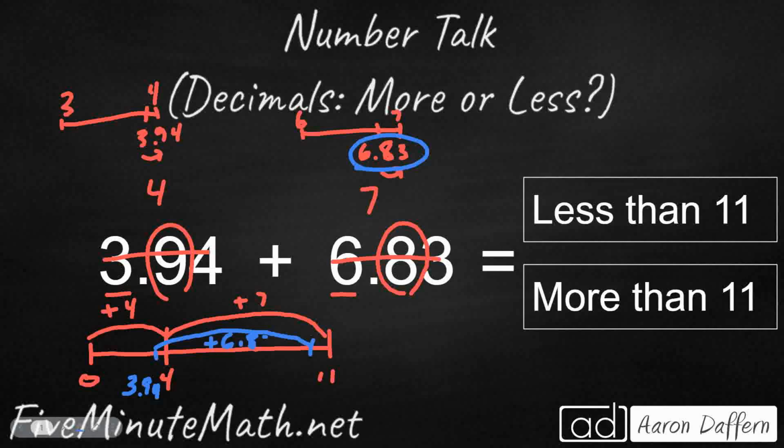So you notice how on both of these, since I had to round up, I'm going to be a little bit short of 11 because I had to round both of those numbers up to get to that estimate of 11. So that little extra that I added, if you take that away, it's going to make it a little bit less than 11.